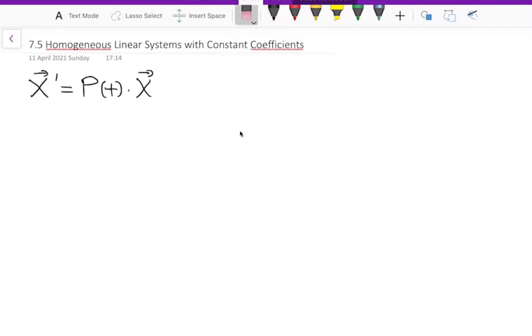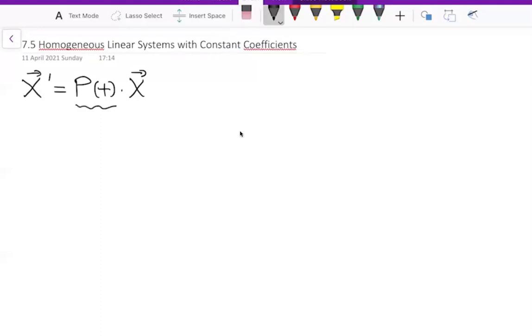So, this was the homogeneous form. You don't need to put an arrow, so we understand they are vectors of functions. By constant coefficient, we mean that this matrix P of t has entries which are constants rather than functions. Okay, so then how do we get these things?